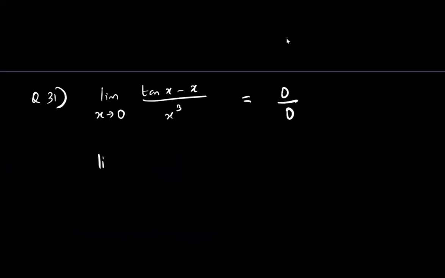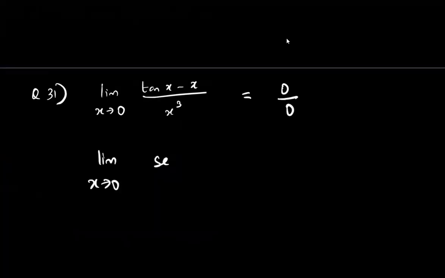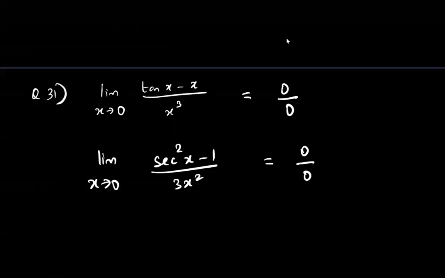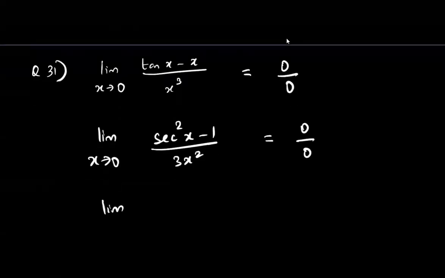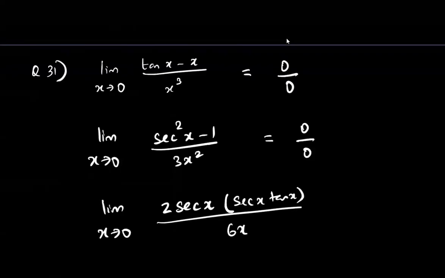So I take the derivative. I have secant squared x minus 1 over 3x squared. I substitute. Secant 0 is 1, so I still have a 0 over 0 situation. So I take the derivative of the numerator and denominator again. So secant squared x, I have to apply the chain rule. So I have 2 secant x times the derivative of secant x is secant x tan x all over 6x.